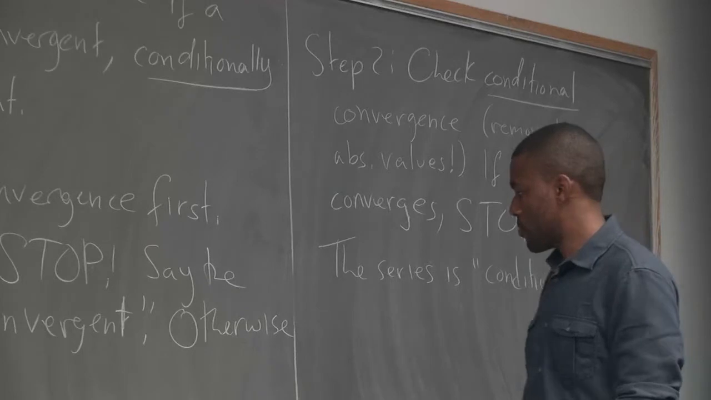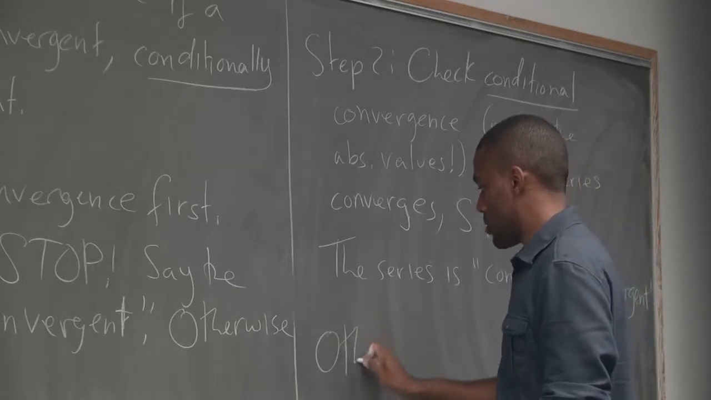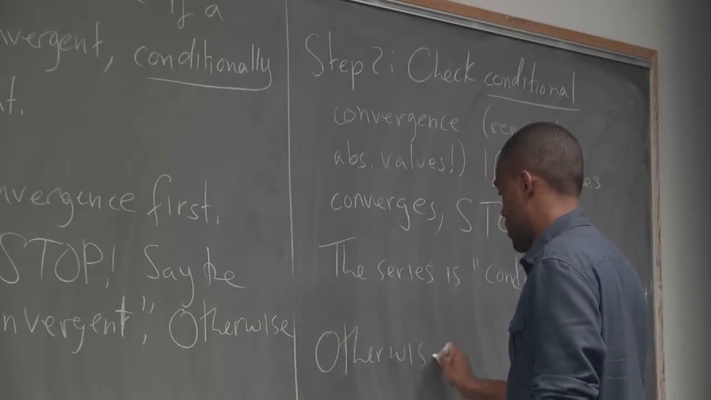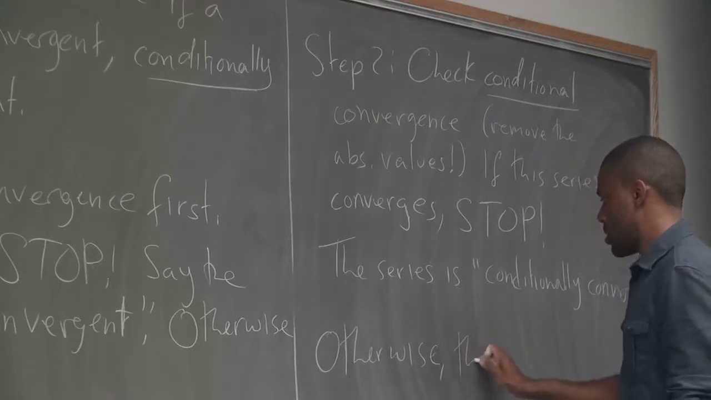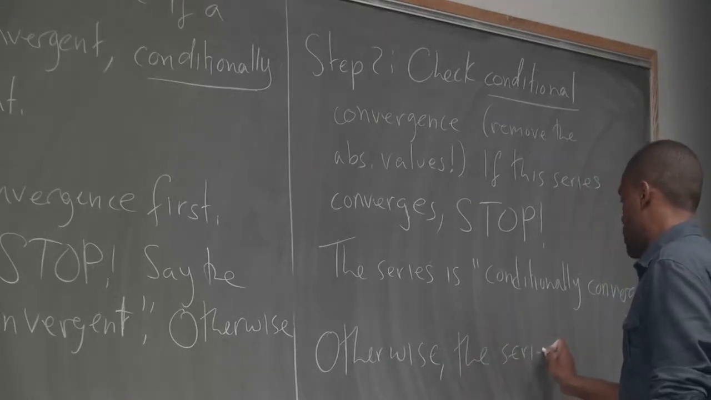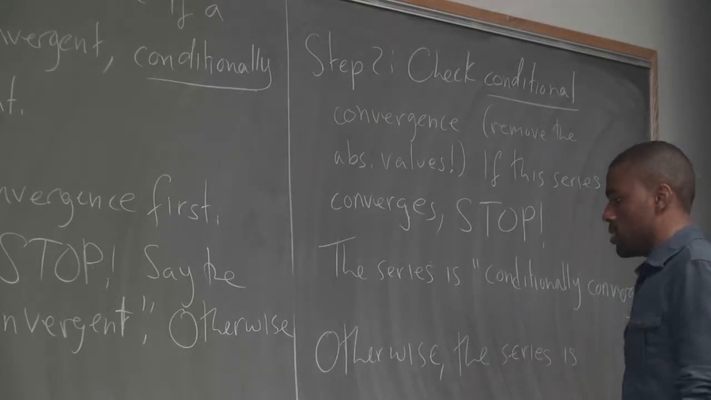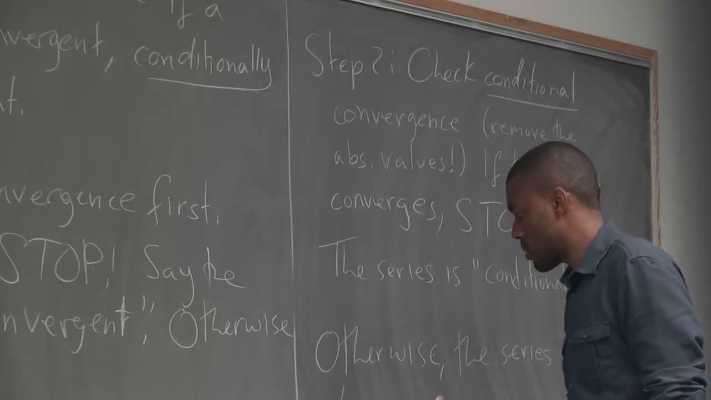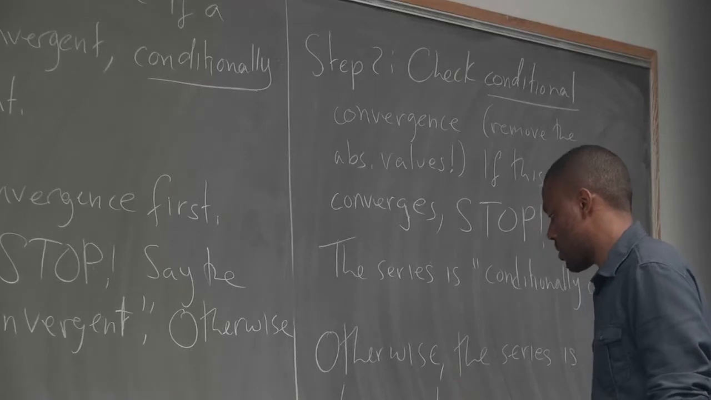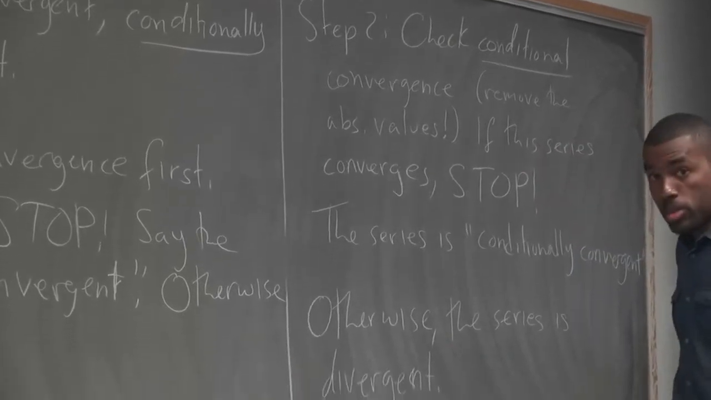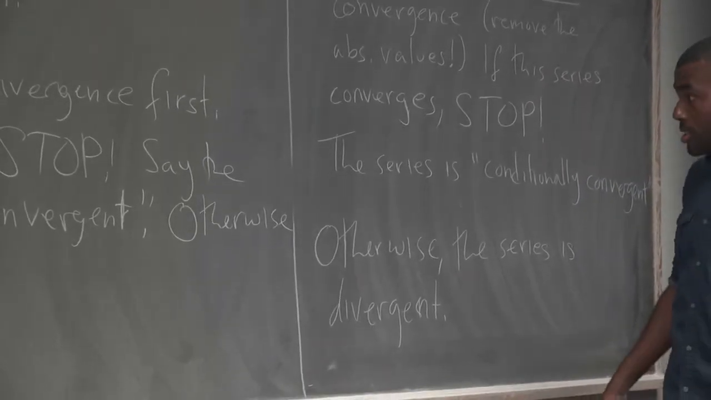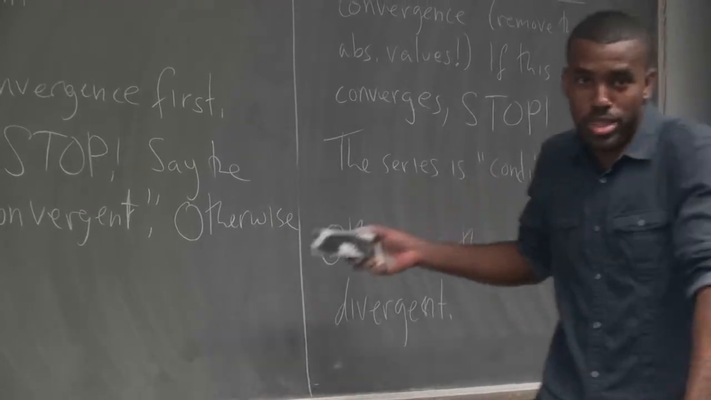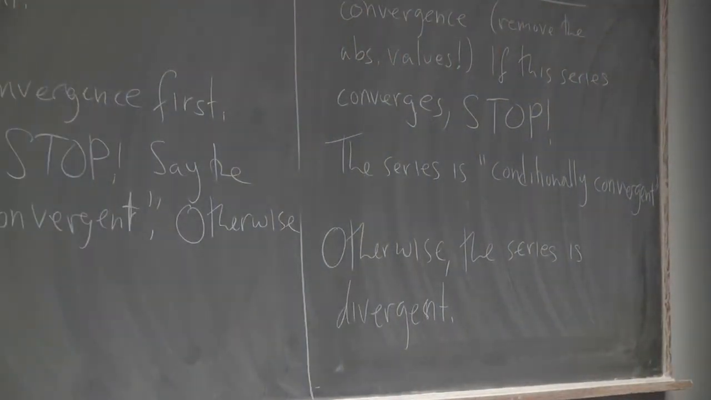Convergent. Otherwise, the series is divergent. So absolute convergence is the gold standard. Conditional convergence is your last hope, right? If it's not conditionally convergent, it just doesn't converge.